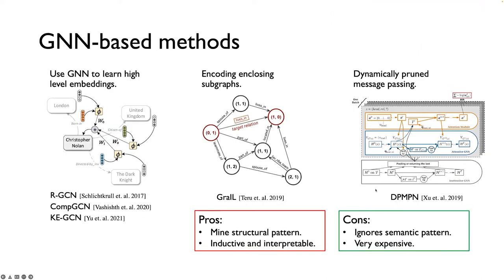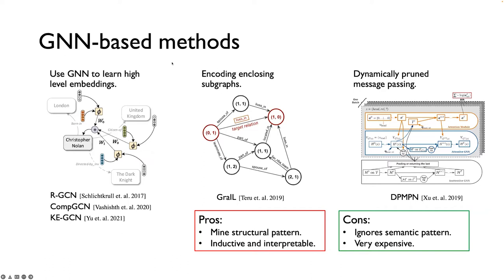Recently, there are several methods leveraging the power of graph neural networks to learn from knowledge graphs. In this page, we show three types of GNN-based methods. RGCN, CompGCN and KE-GCN design different variants of vanilla GCN to learn high-level embeddings based on the low-level embeddings. Then the high-level embeddings are measured by some certain scoring functions. These methods just gain some marginal improvements based on the plain graph convolution network.